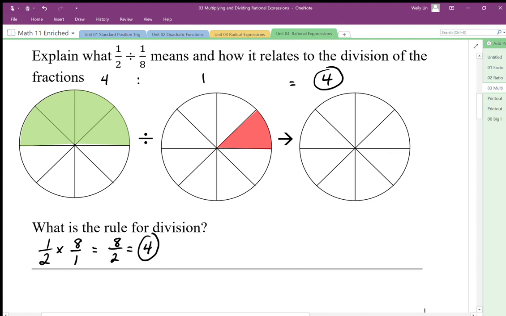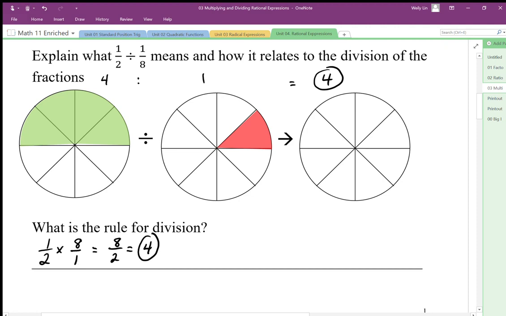So 1/2 divided by 1/8 means that 4 1/8 pieces fit into there, or we can show this as 4. When we use our times and divide strategy of just flipping our fraction and changing it to times, really all this is doing is getting the times and divide in the right spots. Times on top, divide on bottom.